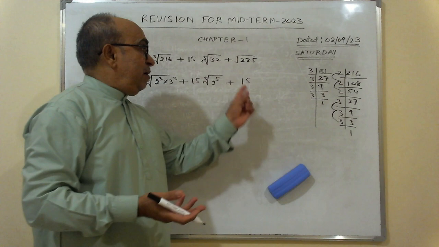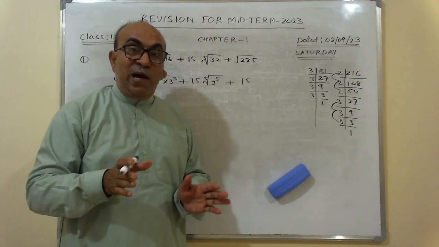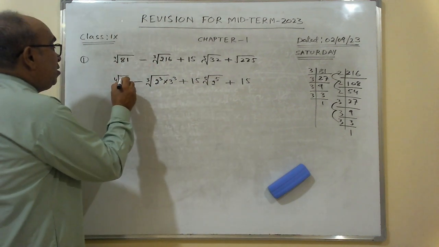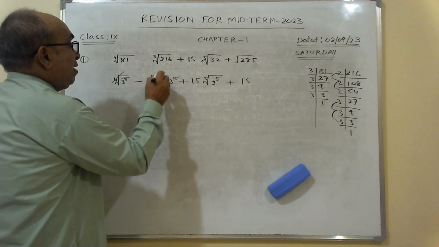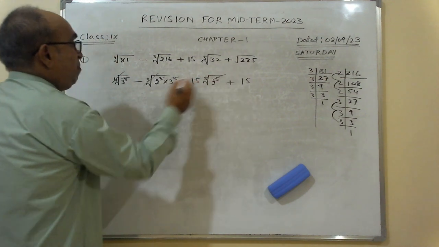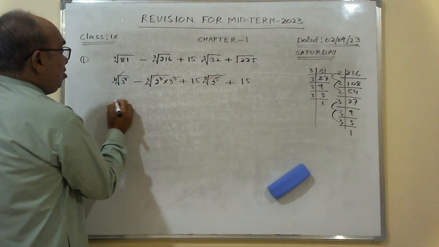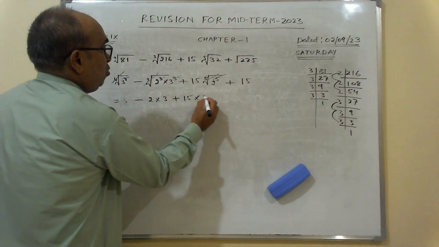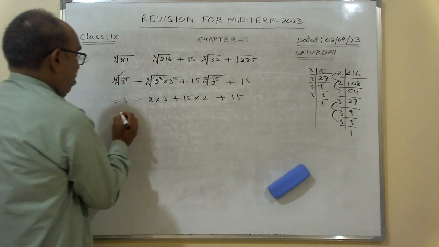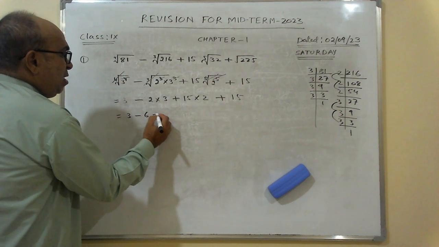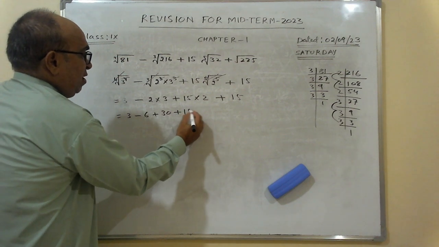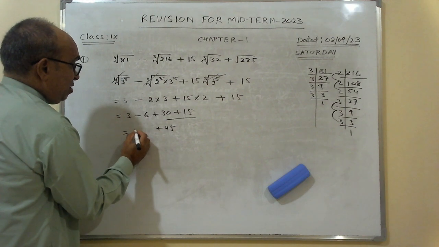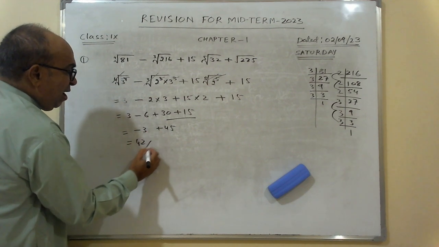And 225, all children know that 225 is the square of 15, so its square root will be 15. Now look, children, this 4 will cancel this 4, this 3 will cancel this 3, this 5 will cancel this 5. So now it is only 3. It is 2 into 3 plus 15 into 2 plus 15. So 3 minus 6 plus 30 plus 15. 15 plus 30 is 45, and 3 minus 6 is minus 3. So the final answer is 42.